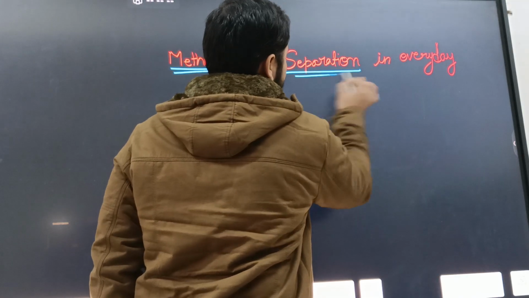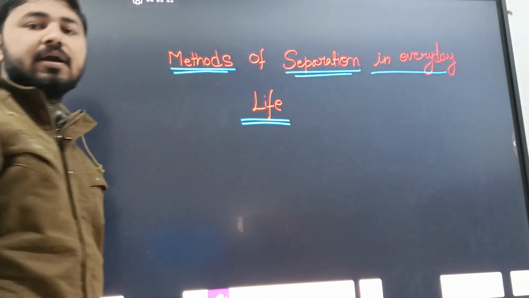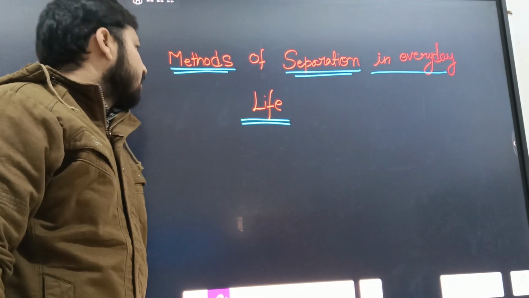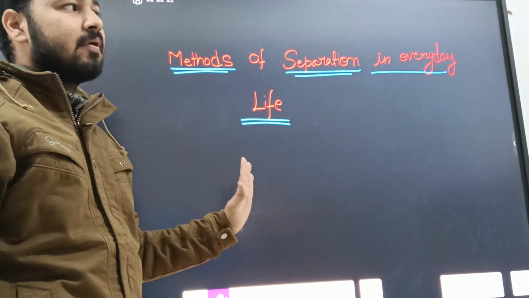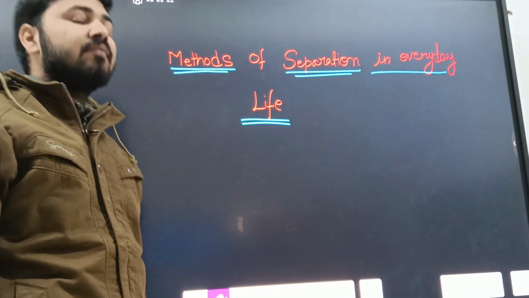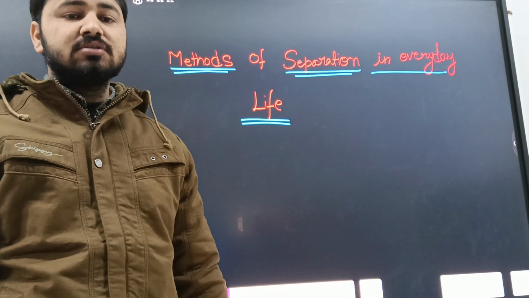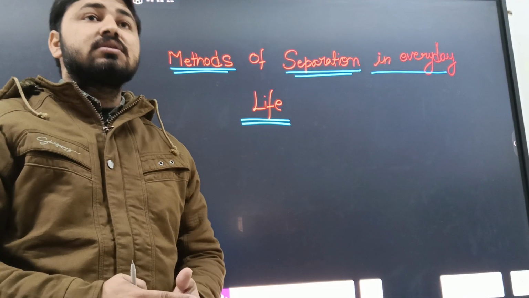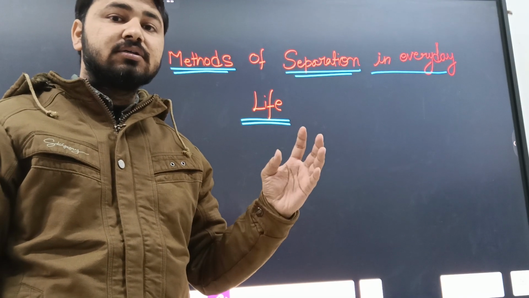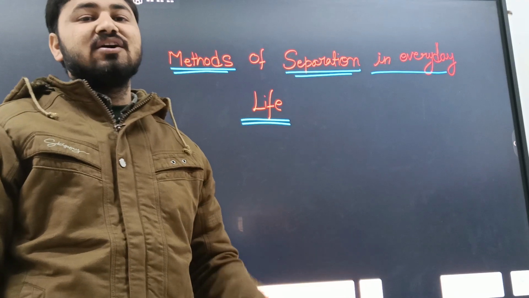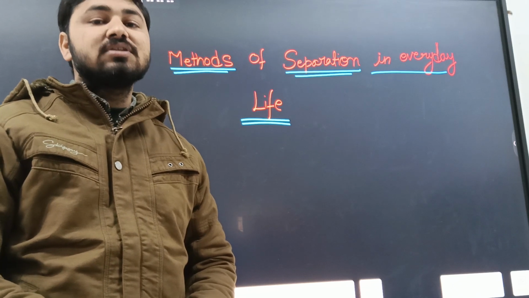Of separation in everyday life. This is the sixth class topic given in NCERT Science. The chapter name is Methods of Separation in Everyday Life. In this chapter, we basically have a number of mixtures. We separate these mixtures by some processes like churning, hand picking, winnowing, and threshing. Students, in the next slide we will discuss how these processes work.